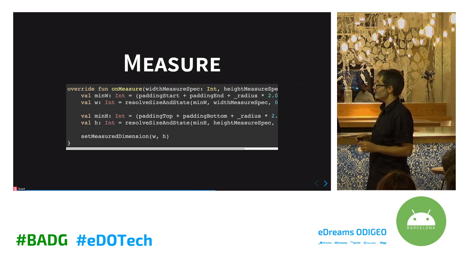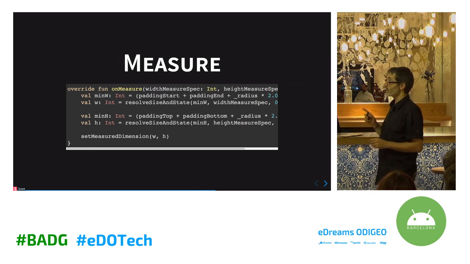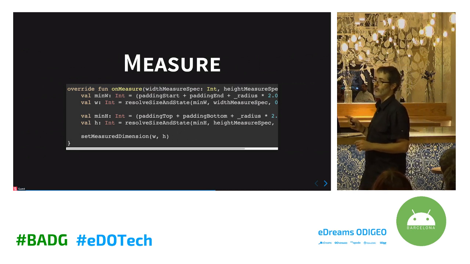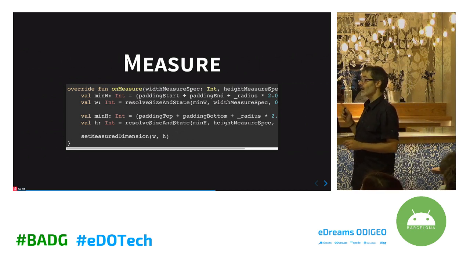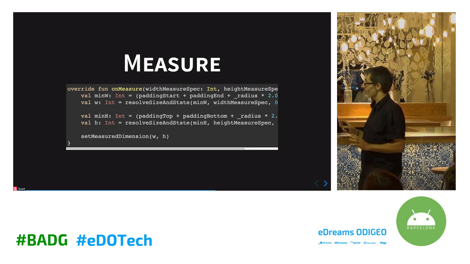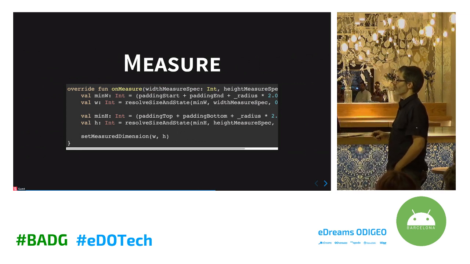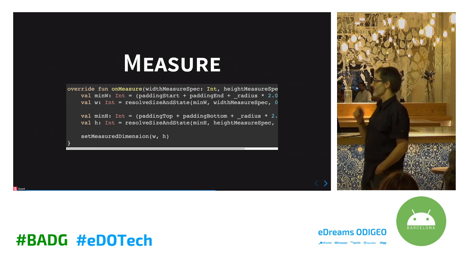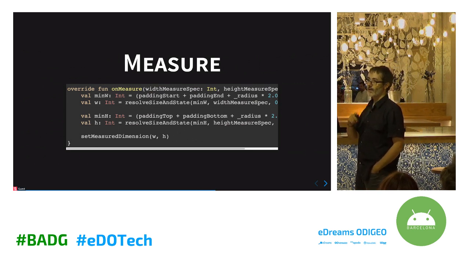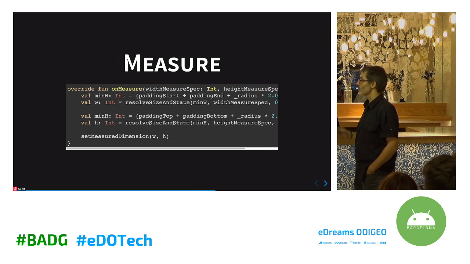When we have the width and height with these constraints applied, an important step is to call setMeasuredDimension. That's another method from the view, and we have to call it. If we forget to call it, we will get an exception and nothing will work. So basically we measure and then call setMeasuredDimension to tell the view what the resolved dimensions are.